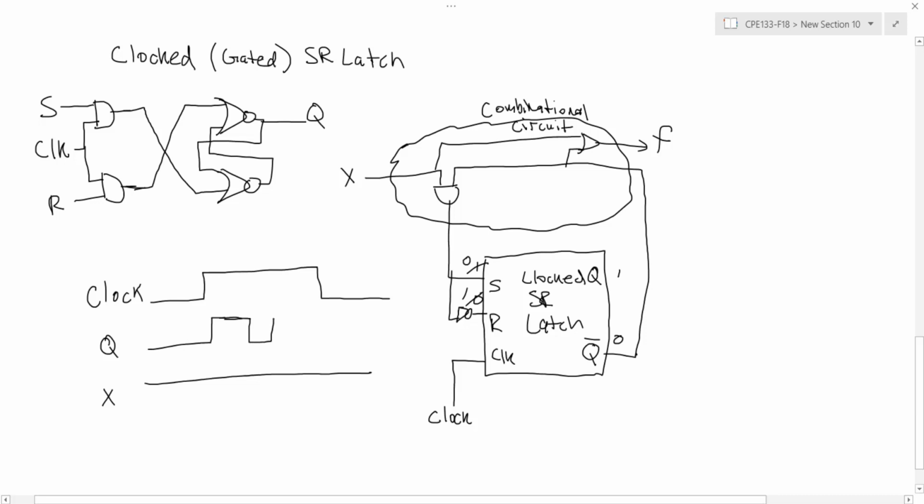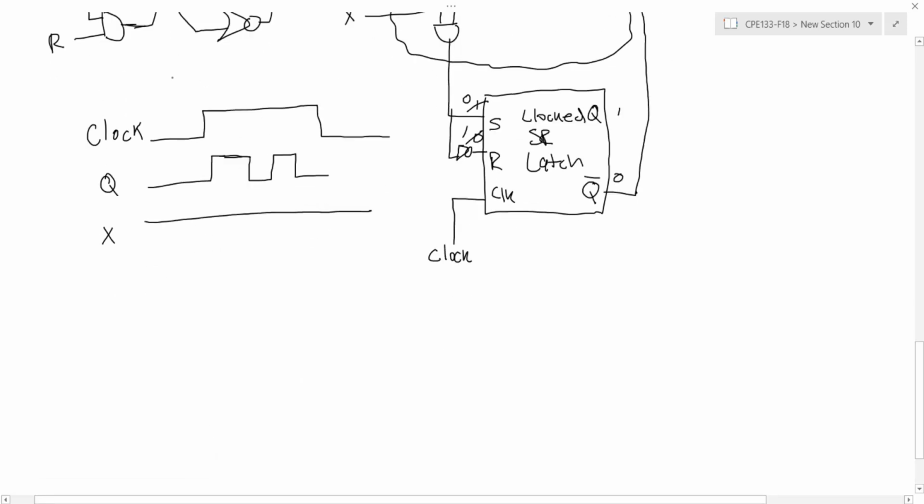So what I see then is that actually multiple times I could have these transitions before the clock pulse goes low again. This can make it difficult to design a sequential circuit where we only want one transition to happen in a given clock pulse. And so this is what leads us then to using synchronous sequential circuits and flip-flops.